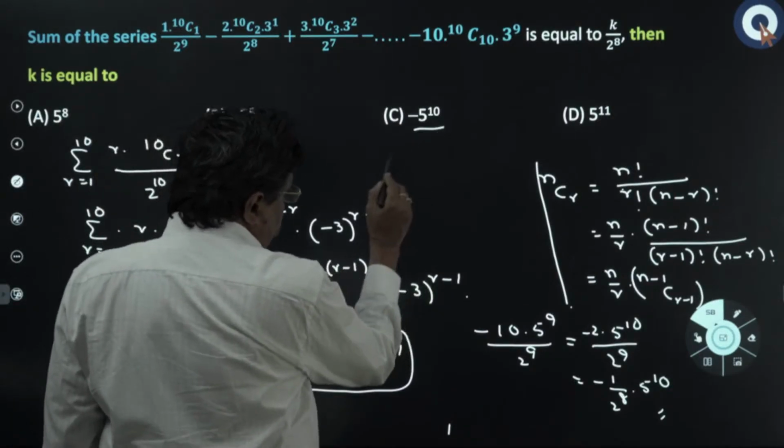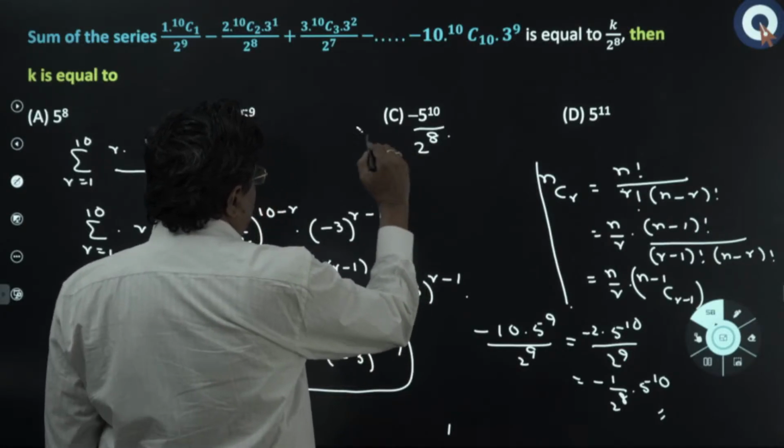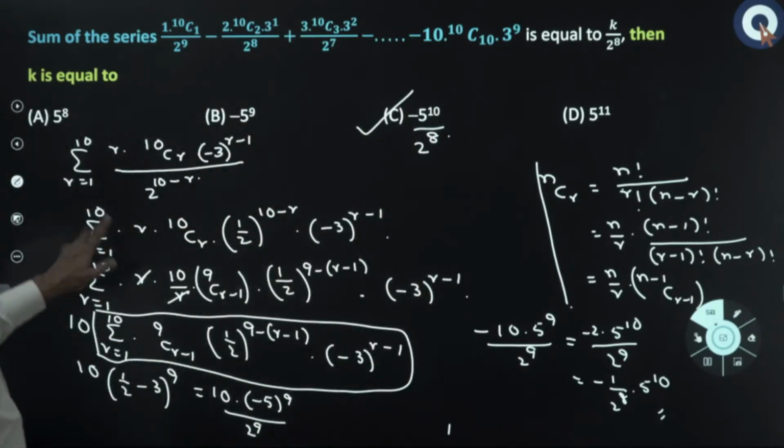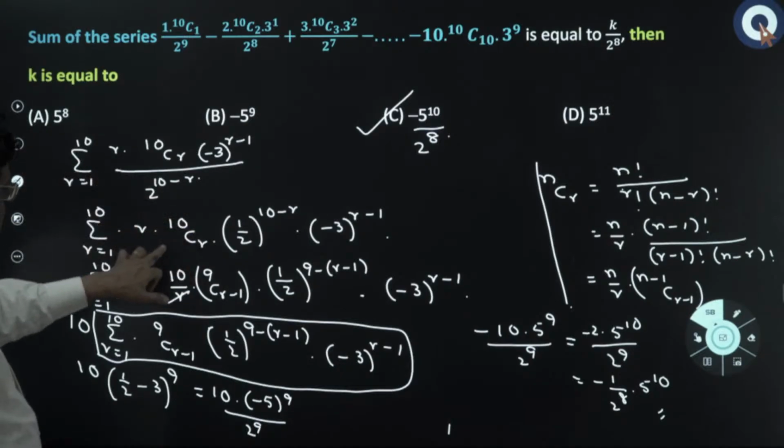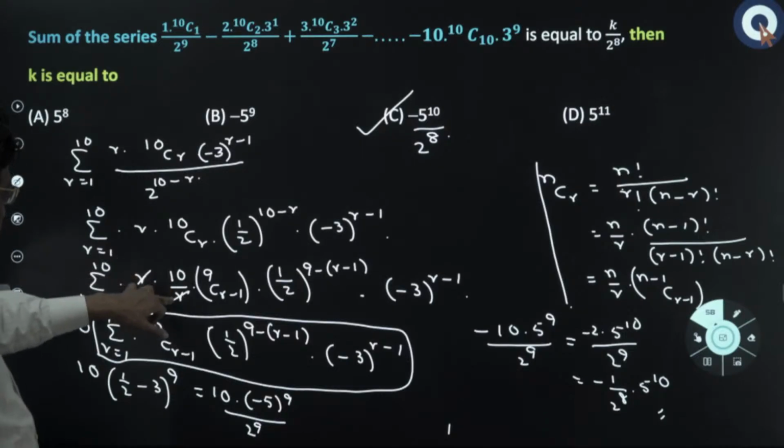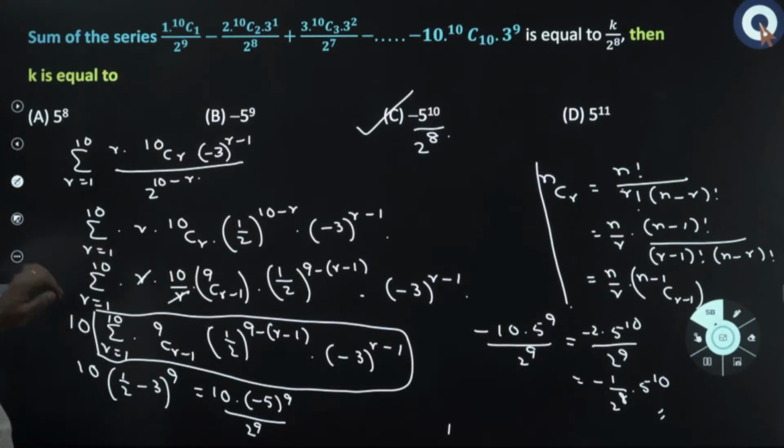Here you put 2 power 8, and option C is correct. Let me repeat the whole thing once again. You just write it like this. The only step that is to be considered is writing 10Cr as 10 by r into 9C r minus 1, and the rest will fall in place.